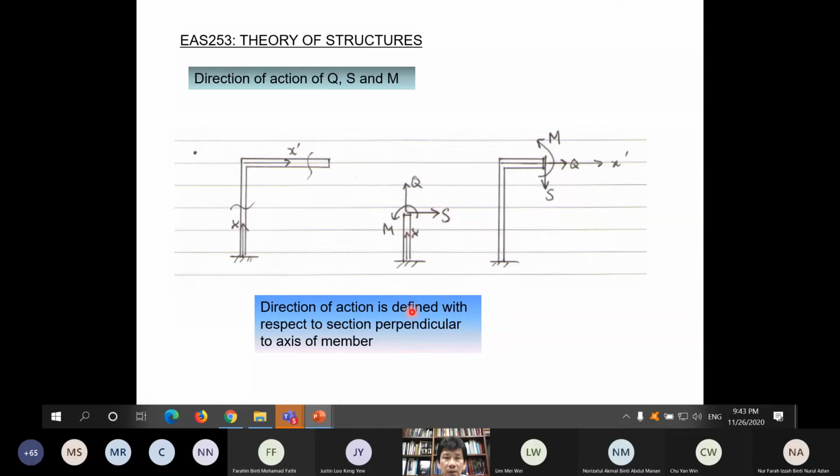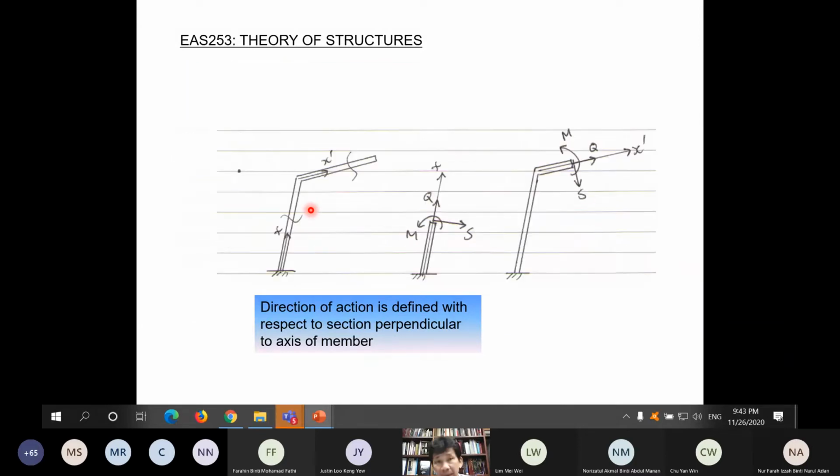We define with respect to section perpendicular to axis of member. That is the first thing that you have to recall. So it is defined with respect to section perpendicular to axis of member. Okay, so this is axis of the member, so it is defined on the section perpendicular to that axis of a member that I show with the red color here now.